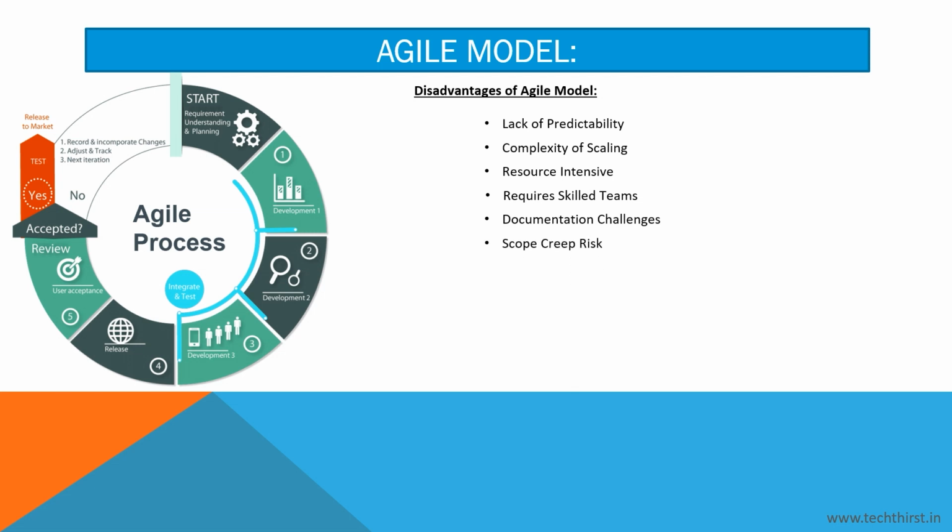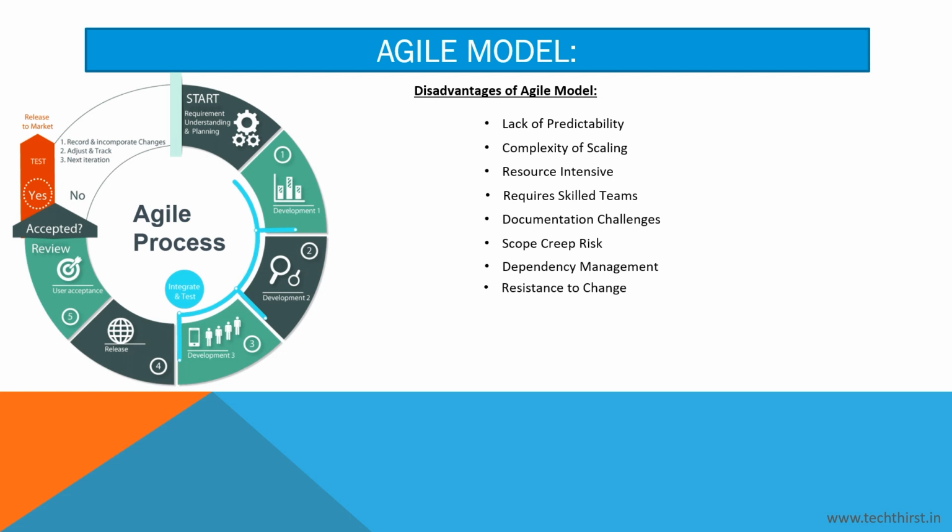Scope creep risk. The flexibility of Agile can lead to scope creep if changes are not well managed, or if there is a lack of discipline in setting priorities. Dependency management. In complex projects with dependencies between teams or components, Agile may require careful coordination and can be challenging to implement. Resistance to change. Some stakeholders or team members may resist the cultural and process changes associated with Agile, which can hinder successful adoption.